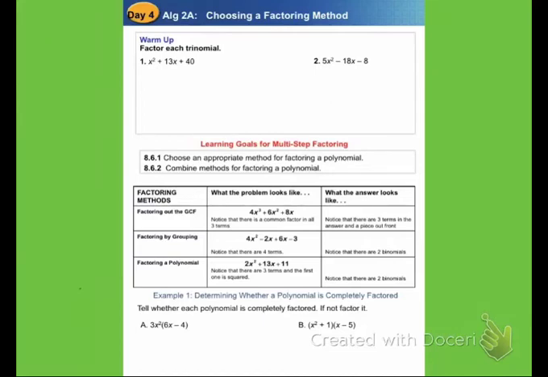Hey students, no, it's not your imagination. There really is a warm-up to start day 4 of the factoring unit. So pause the video now and do a little factoring. When you're done with the warm-up, you can tune back in and we'll be talking about choosing a factoring method today.